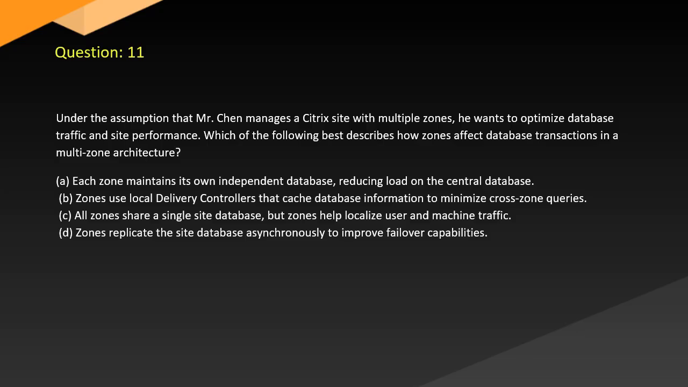Question 11. Under the assumption that Mr. Chen manages a Citrix site with multiple zones, he wants to optimize database traffic and site performance. Which of the following best describes how zones affect database transactions in a multi-zone architecture? A. Each zone maintains its own independent database, reducing load on the central database.